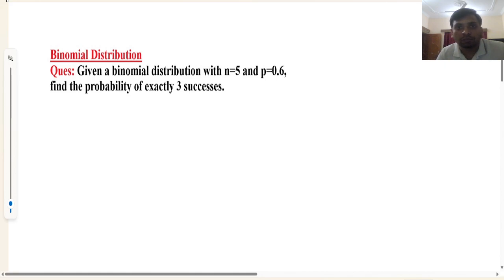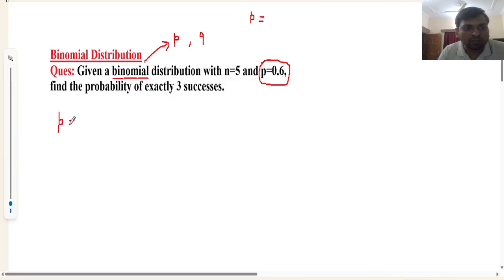In binomial, bi means two terms. Two terms means two probabilities. First is the probability of success, P, and second is the probability of failure, Q. In this case, P is given. This means the probability of success is given, P equals 0.6. In that situation, Q, the probability of failure, is 1 minus P, which equals 1 minus 0.6. So the probability of failure is 0.4.